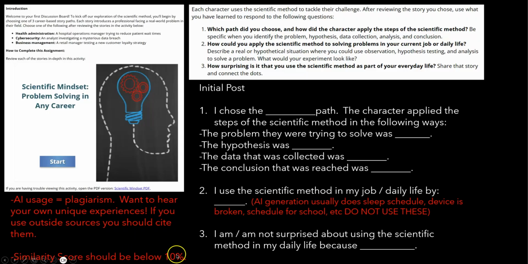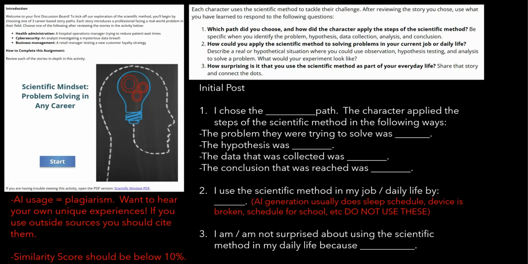So your similarity score needs to be below 10%. Anything above that is not good. You're going to have to redo it, and you'll automatically get a 0, and I'll send you a message saying, hey, this similarity score is too high. You need to redo this, and make sure that it's below 10%. So with that in mind, whenever I have plugged these things into ChatGPT or Copilot, it's pretty easy to spot, because most of the time, it comes up with things like, oh, my sleep schedule is how I use the scientific method, or my phone is broken and how to fix it, or variations of that.